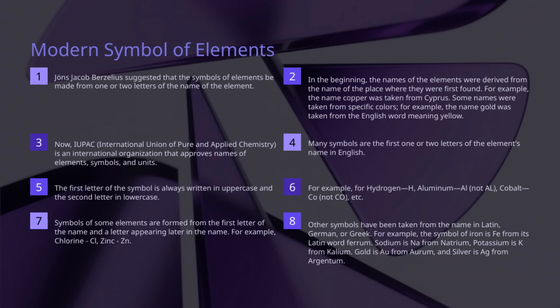Other names are based on colors, like gold, which got its name from the English word for yellow. Some symbols combine the first letter and a later letter in the name. For example, chlorine is Cl, zinc is Zn. It's important to note that the first letter of every symbol is always uppercase, and if there's a second letter, it's lowercase. Finally, IUPAC, the International Union of Pure and Applied Chemistry, is the organization responsible for officially approving the names, symbols, and units for elements. And historically, Ernst Jacob Berzelius was the scientist who suggested that element symbols should be made from one or two letters derived from their names, which is the system we still use today.